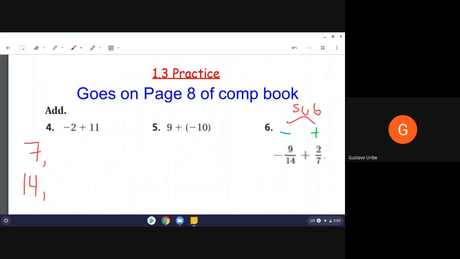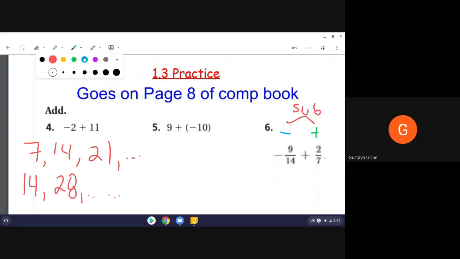So 7 times 1, 7. 7 times 2, 14. Add another 7, 21. 14 times 1, 14. 14 times 2 is 28, and so on. Now I'm stopping because if you noticed, I already have two numbers that are the same. Their least common multiple is 14.